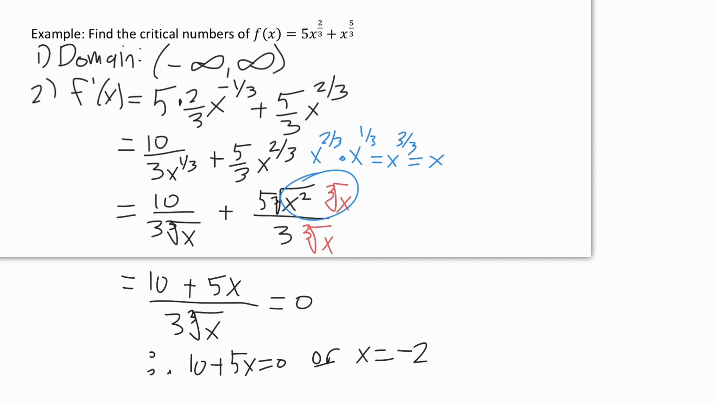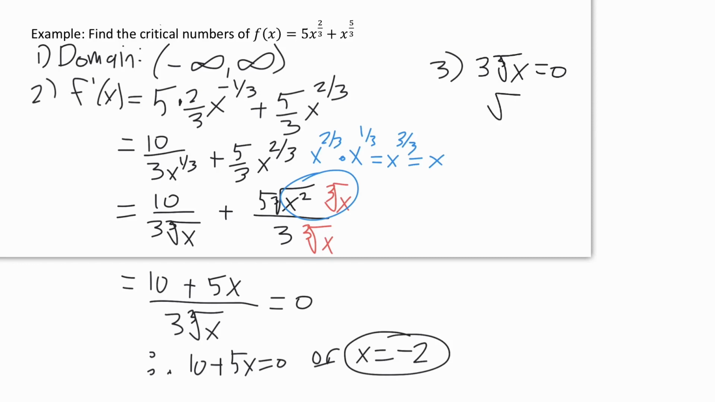So there's our first critical number, x equals -2. But step 3 is definitely going to be valid here, because if you look at that derivative, there's a denominator there. And if you have a denominator, chances are you have a value that's going to give you 0. In particular, we're going to set that denominator equal to 0 to see what value we need for x. So we go 3 cube root of x equal to 0.